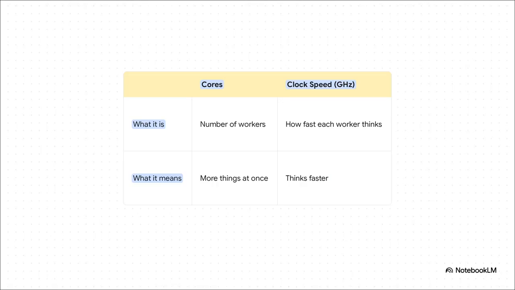So you always hear these tech specs, right? Cores and clock speed. What does that even mean? Using our analogy, it's actually super simple. Think of cores as the number of workers you have on your team. More cores means your computer can literally handle more tasks at the same time. Then you have clock speed, measured in gigahertz. That's just how fast each of those workers can think. So put it together, a CPU with a lot of cores and a high clock speed is like having a huge team of brilliant, lightning-fast employees.